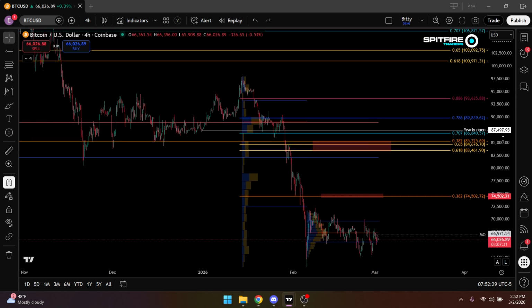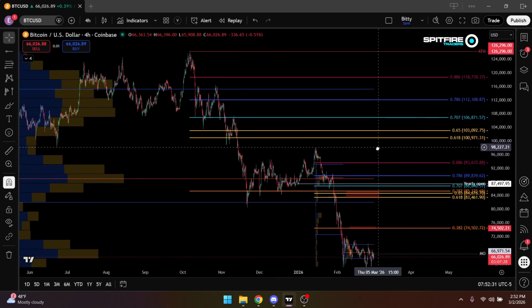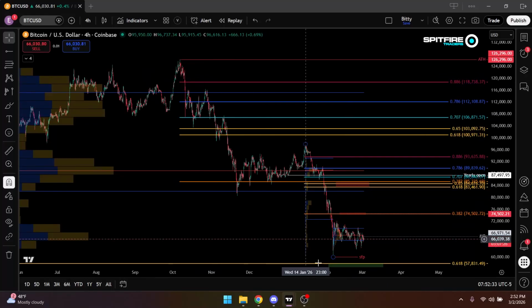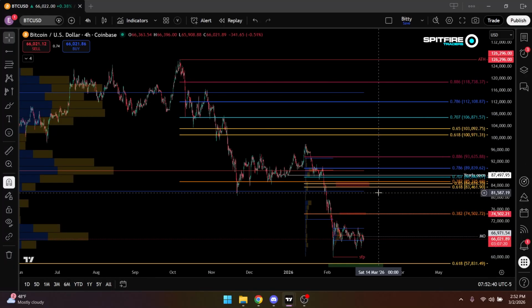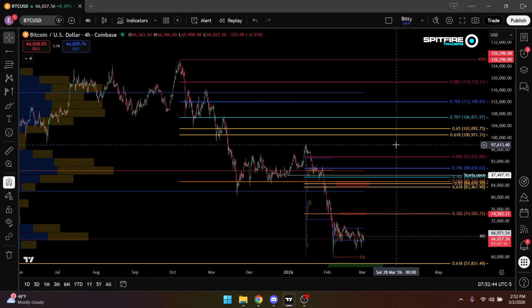And same as for the macro golden pocket and macro fib from all-time high to the current low, we play level by level until price develops more and we can add extra confluences.